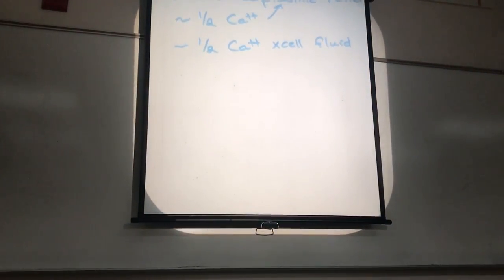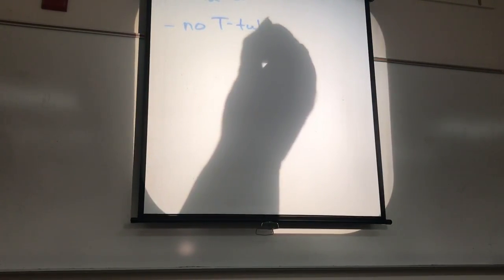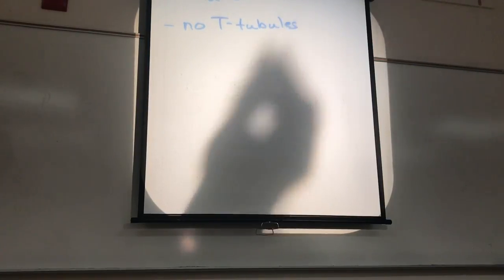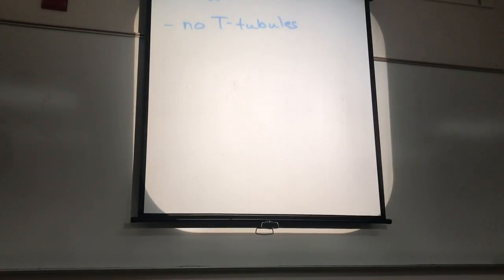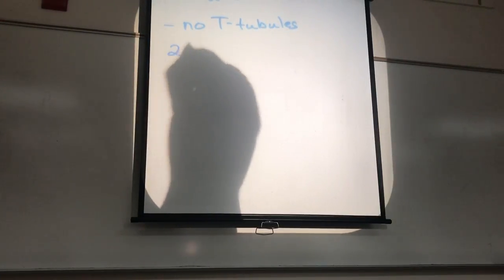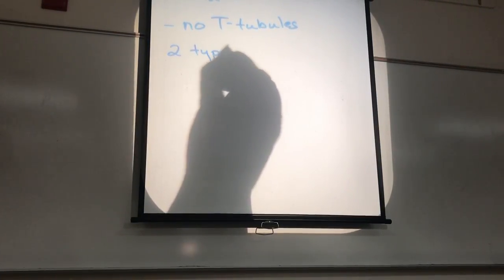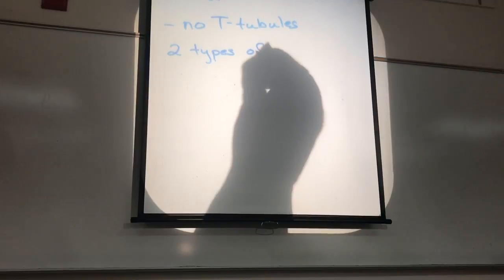All right, so on we go with smooth muscle. So this is still smooth muscle? This is still smooth muscle. One more little factoid about smooth muscle. It doesn't have any T-tubules. Now there are two types of smooth muscle tissue.